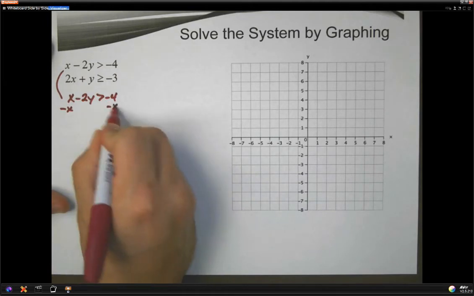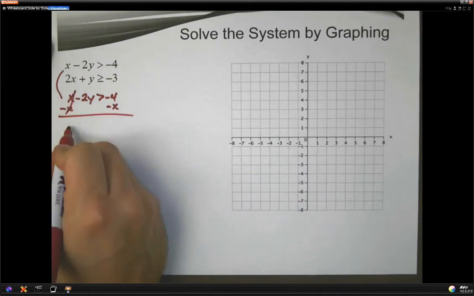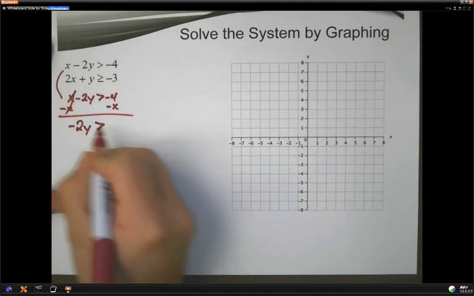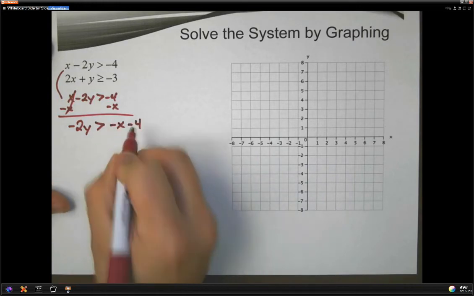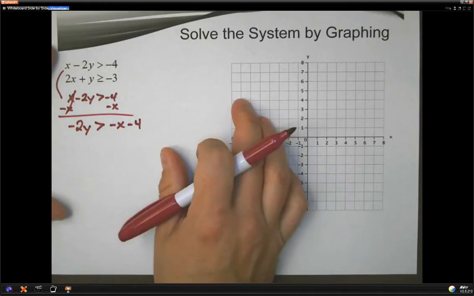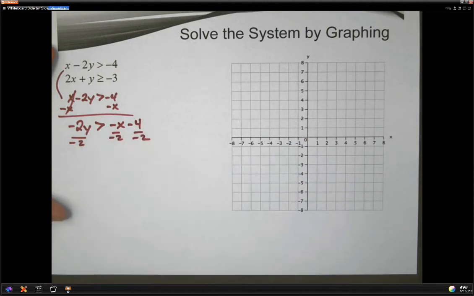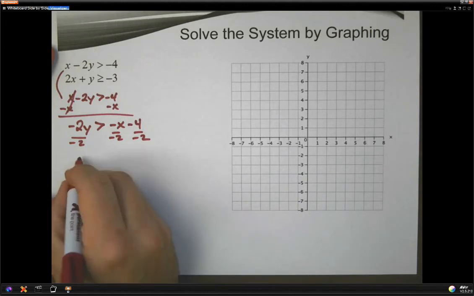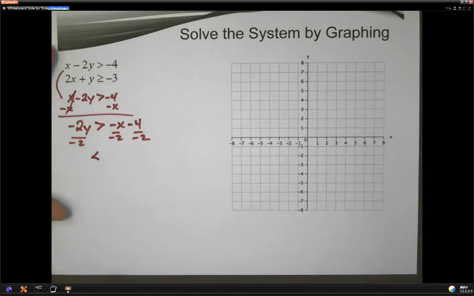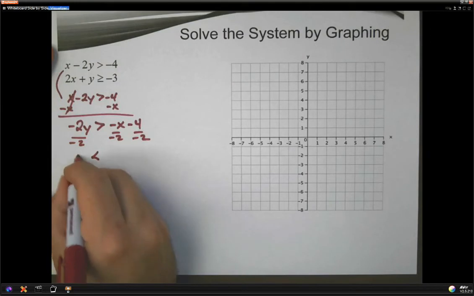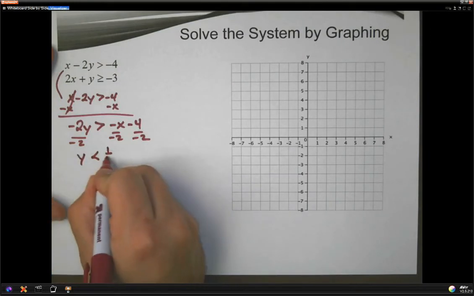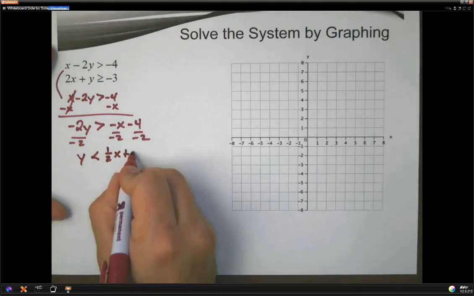So we move the x, doing our inverse operation. We get -2y is greater than -x minus 4, again prepping for that slope-intercept form. I go ahead and divide by -2, and I'm recalling in my mind, oh, I'm dividing both sides by a negative. That means I must flip the sign. So I have to flip the sign in this particular case. And so I get y is less than 1/2 x plus 2.